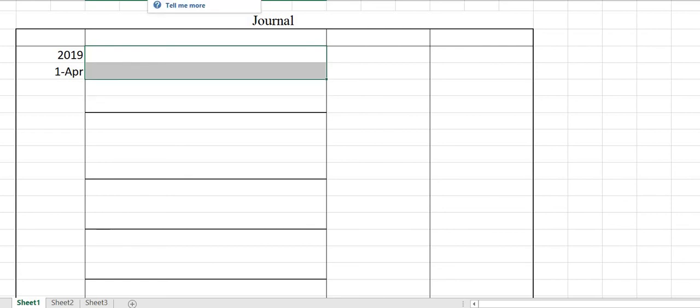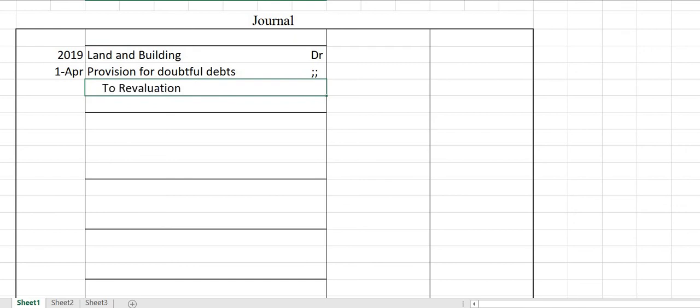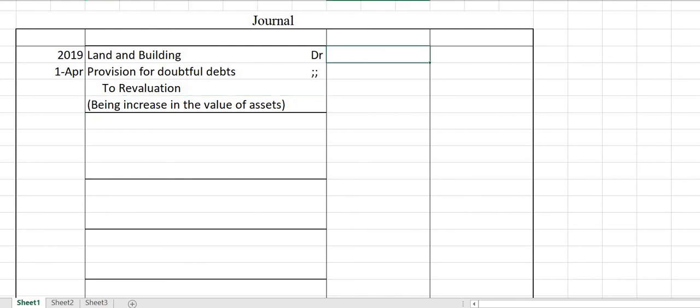What is the journal entry? For the increase in the building, land and building debtor. Then provision for doubtful debts decreased, that also we will write on the debit side. Then to revaluation. So it shows an increase in the value of assets. Here provision for doubtful debts can also be assumed as an increase in the value of assets because debtors increase. Land and building increased by 1 lakh rupees, and provision for doubtful debts reduced by 25,000, and the total is 1,25,000. So one entry is completed.